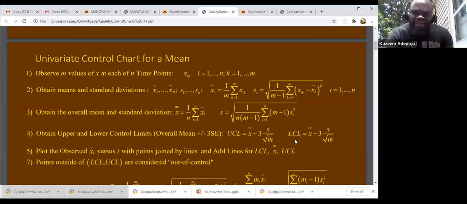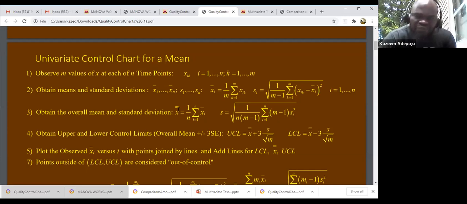The center line is this. Now I'm going to plot. In my plotting, I'm going to indicate the center line, the lower control limit, and the upper control limit. If everything is perfect, I expect everything that I produce to be on the center line. But that is not going to be possible.